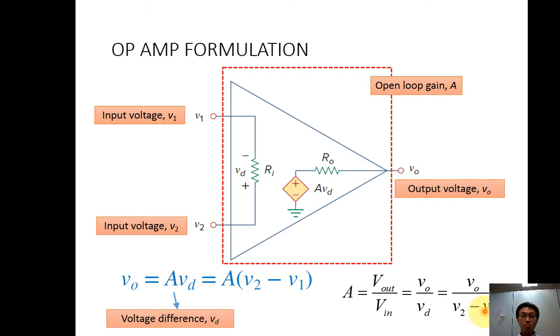So in short, for an op-amp formulation, V0 equals A times V difference. Then we can write it as A times (V2 minus V1). A is our open loop gain. So no matter what type of op-amp or application, we must remember A equals V out over V in, or A equals V0 over Vd.